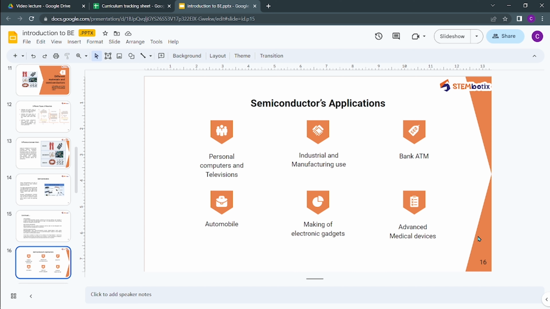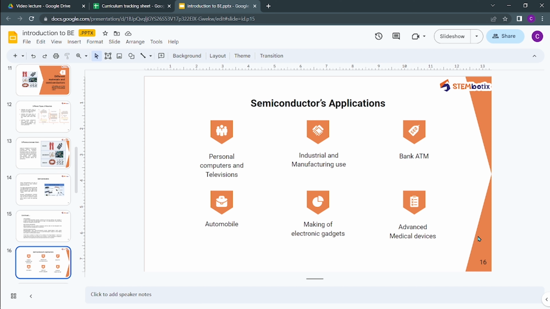Now after seeing the different properties of them, we will see the real life applications of semiconductors, like where you can see these semiconductor materials. In personal computers and televisions, different types of chips and resistors are used, which are made of semiconductors. Then there is an application in industrial and manufacturing usage. In industry and manufacturing, devices like resistors, different kinds of capacitors and inductors are used at an industrial level. Then in bank ATMs, there is always a chip in your ATM card which is made of semiconductor.